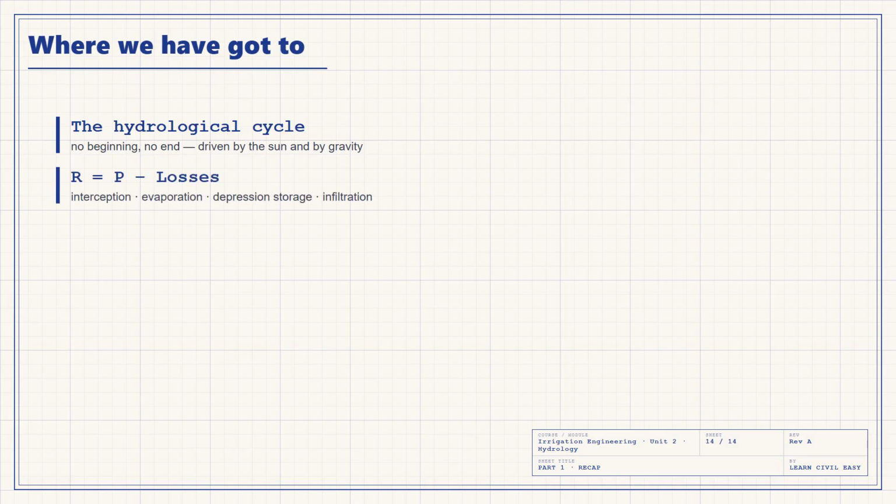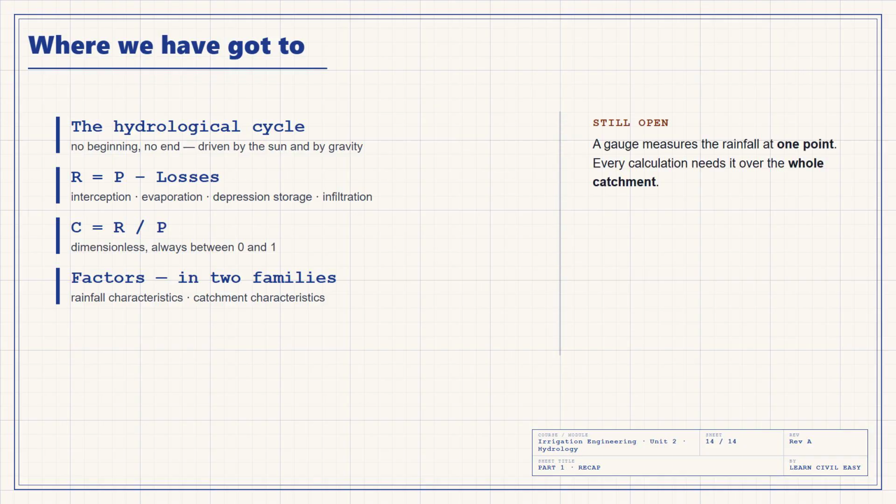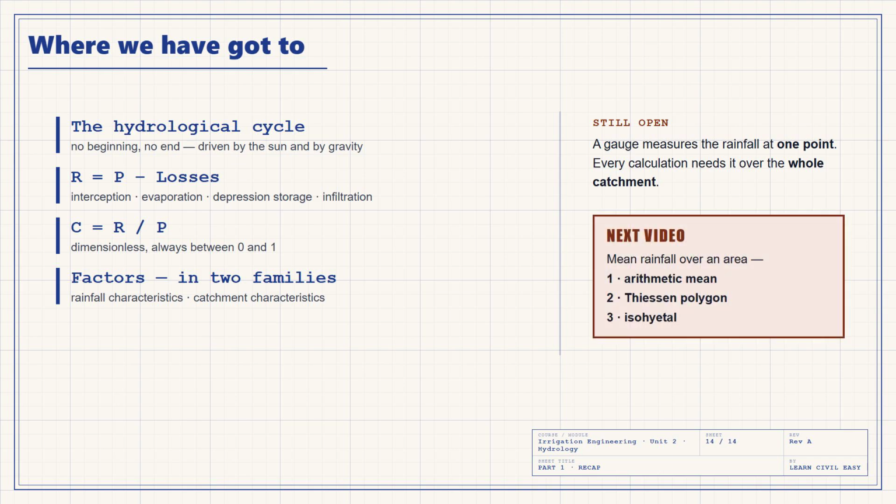So let us stop there and take stock. The hydrological cycle: no beginning, no end, driven by the sun and by gravity. Runoff equals precipitation minus losses, and the four losses are interception, evaporation, depression storage, and infiltration. The runoff coefficient C equals R over P, always between 0 and 1. And the factors that decide runoff come in two families, the characteristics of the rainfall and the characteristics of the catchment. Now one question is still open.